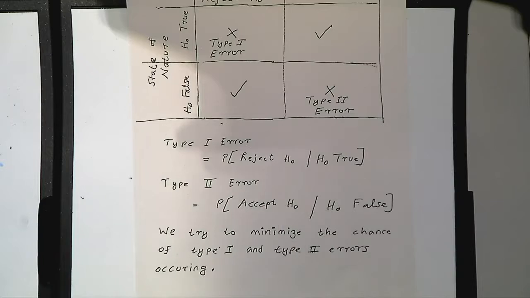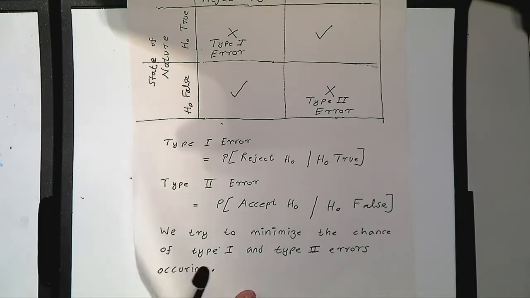And these two errors are bound to occur in any kind of test of hypothesis, right? As I said to you on Monday, it's impossible to eliminate the probabilities of type 1 and type 2 errors. But what you can try to do is minimize the chance of type 1 and type 2 errors occurring. Okay? All right. So that's stuff we did on Monday.